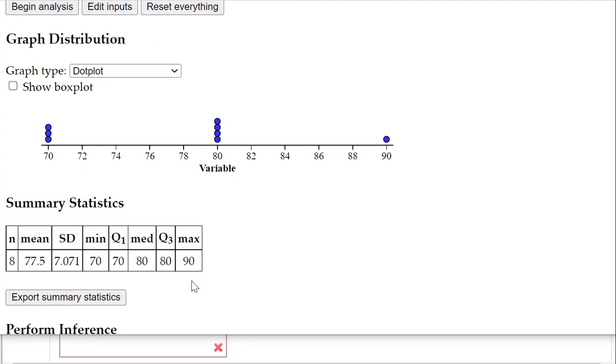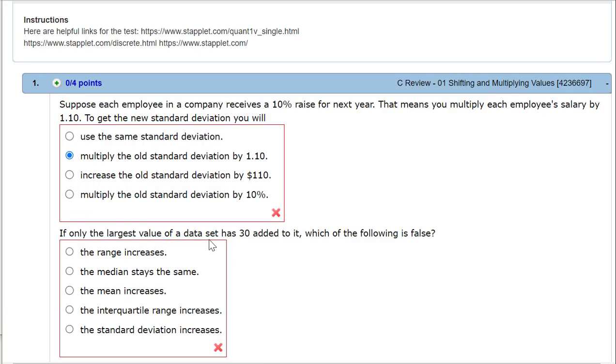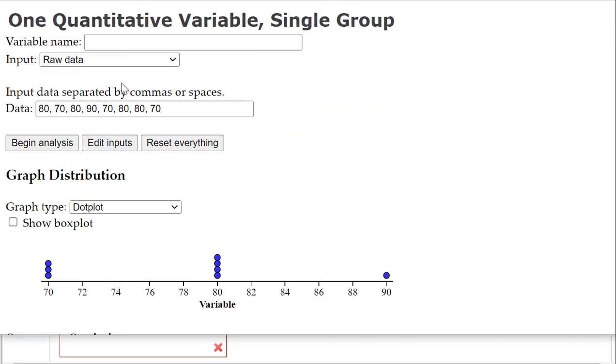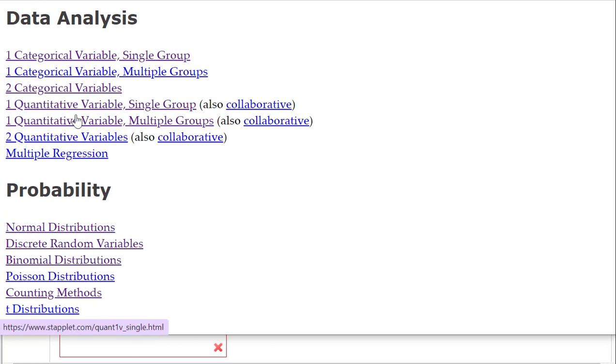And then you can see there's a summary statistics and what's going on. So remember, when you're stuck on a problem, you can always say, hey, what would happen if I did this to the data? So if we only add 30 to it, which of the following is false? Does the range increase? Well, it should, all right? So let me actually do two sets of data. That would make it easier. Let me go back. I'm going to copy my data. And I'm going to do two sets of data so we can see it.